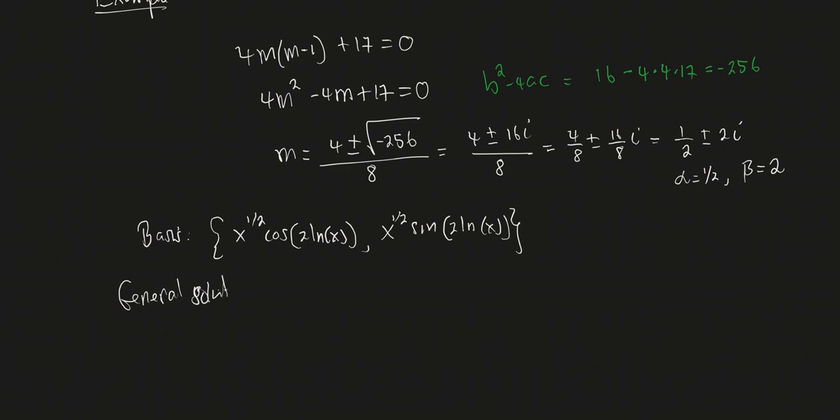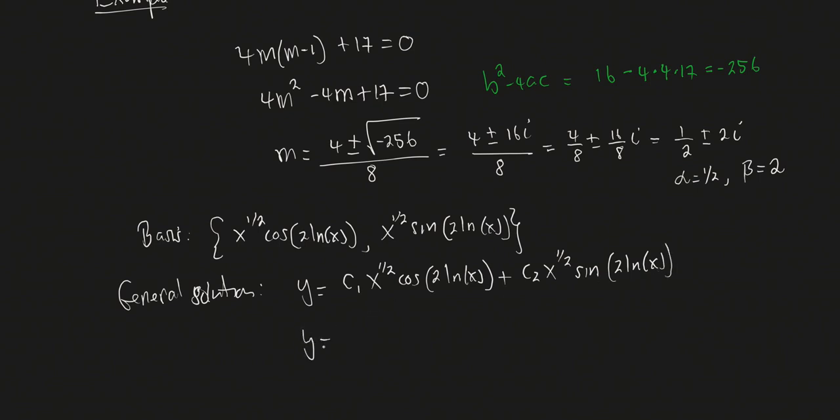Here's our general solution. So let's look at the general solution. What do we have? So it's y equals, and again, you could write it in this way. You could simply say c1 x to the 1/2 cosine of 2 log x plus c2 x to the 1/2 sine of 2 log x.